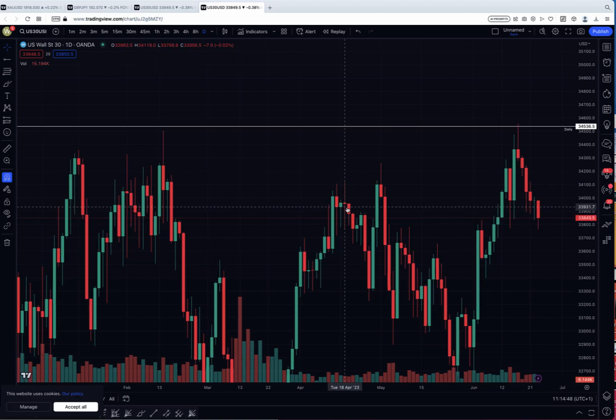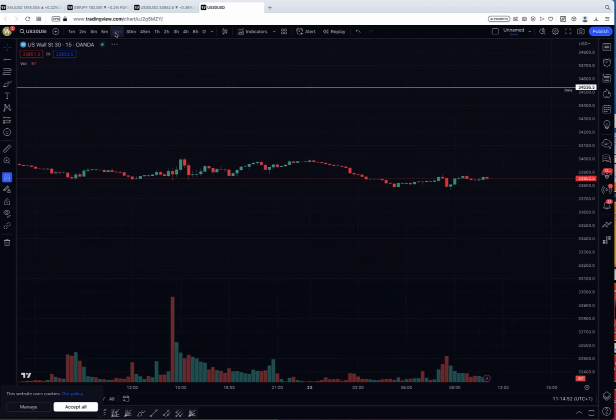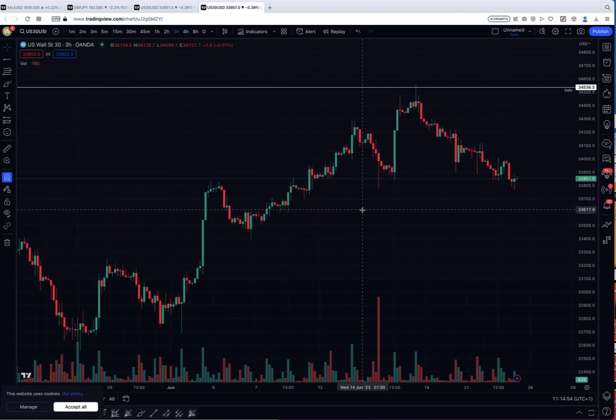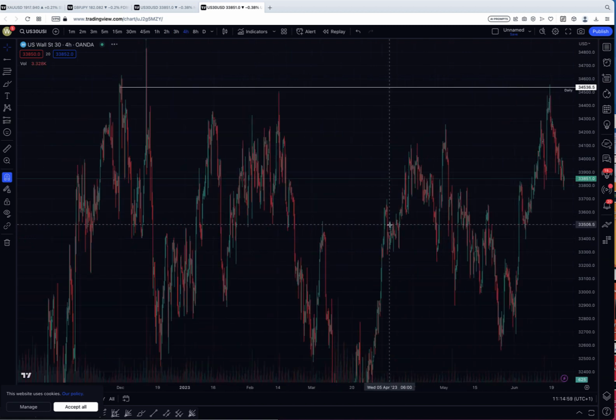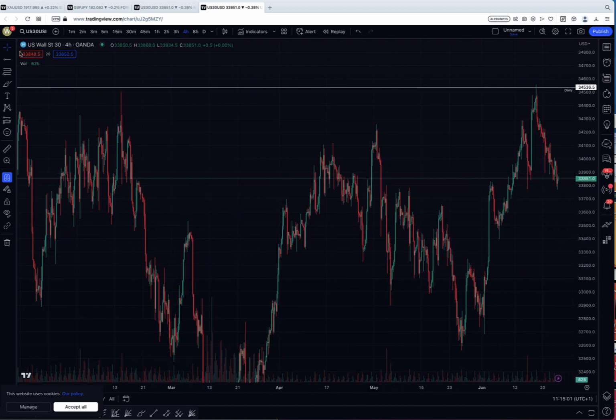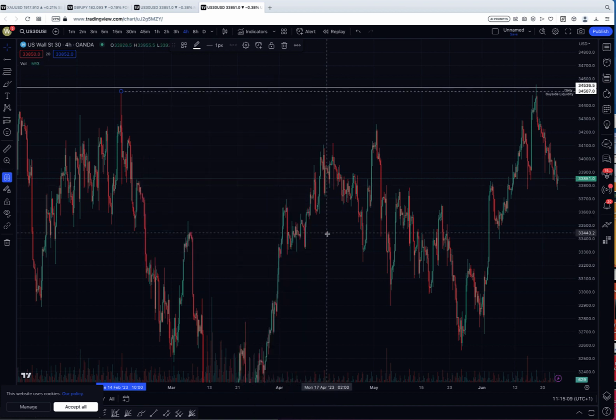Okay, so we have one confluence, which is a daily level. Now let's go to the 4-hour time frame and have a look at it. I will look at this wick. I'm marking the wicks as well. So this one here I will mark as buy side liquidity. So the next confluence is this one, and we have 2 quality confluences right now.